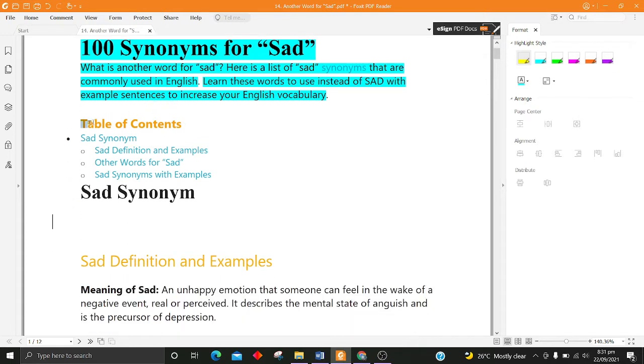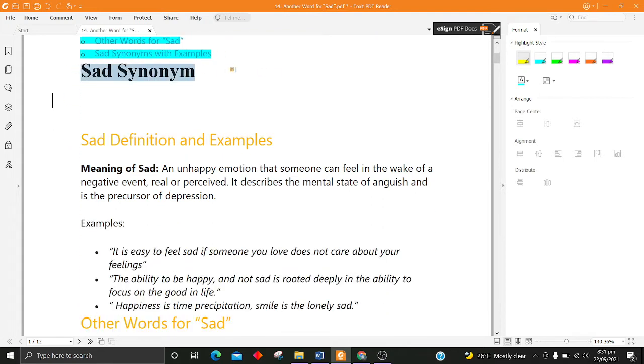Table of contents. Sad synonym. Sad definition and examples. Other words for sad. Sad synonyms with examples.